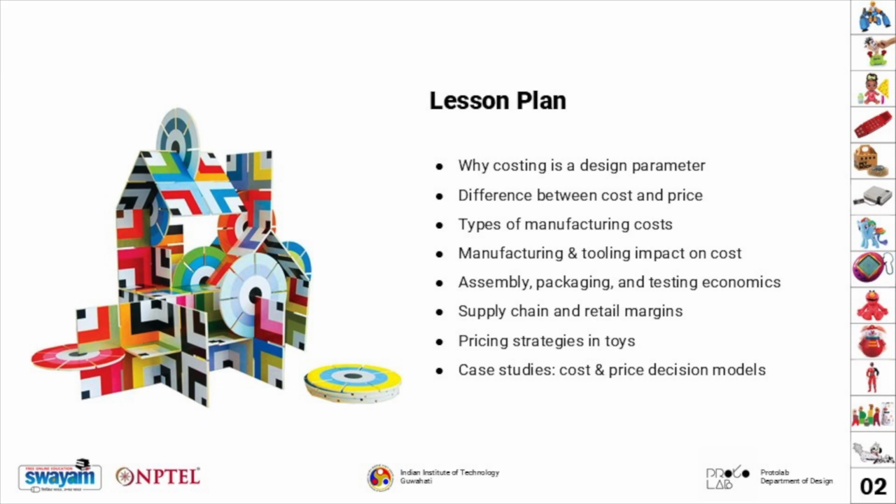You will first learn why costing matters in toy design. We will clearly distinguish types of costs and understand how manufacturing processes influence economic structure. You will see how tooling, scale, and overhead allocation change unit cost dramatically. We will examine how assembly complexity, packaging decisions, and compliance testing influence pricing viability.